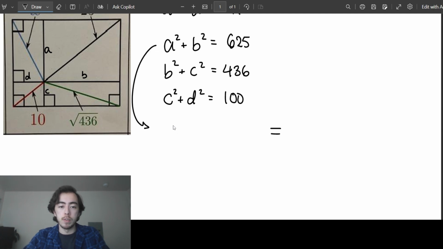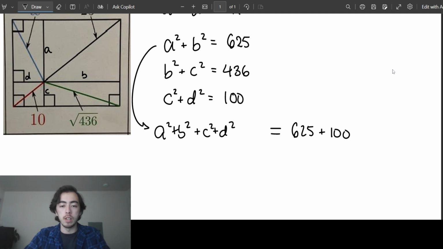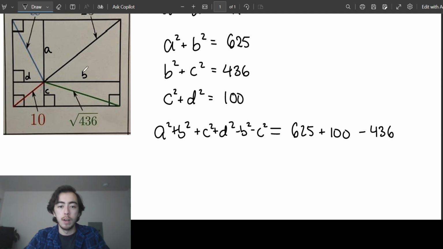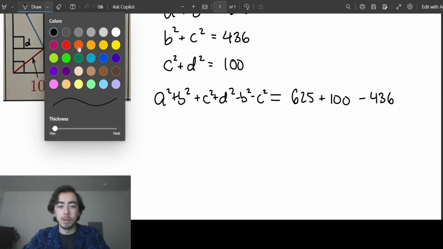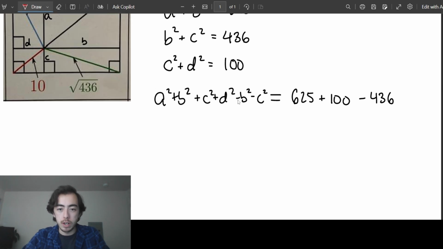So let's just place the first one here. A squared plus b squared is equal to 625. And I'm going to place the bottom one actually here, plus c squared plus d squared. And that's going to be equal to 100. So I'll put a plus 100 on the other side. And I think I'll actually subtract the middle equation. So I'll go minus b squared minus c squared, and then minus 436 on this side. And the point is that I'm able to get rid of b squared and c squared. This cancels with this, cancels with that.